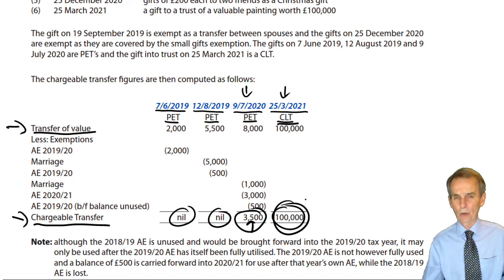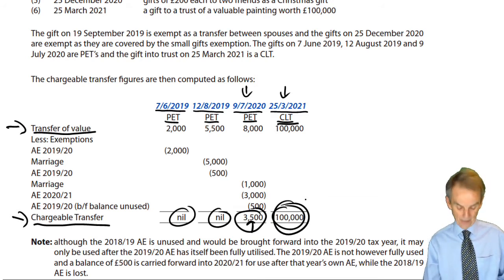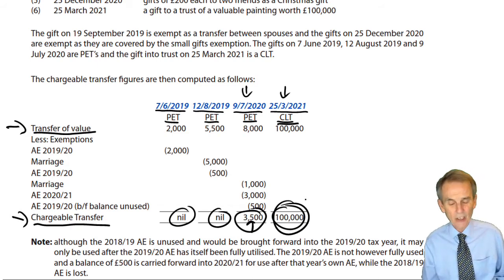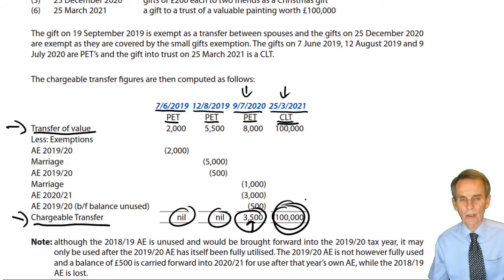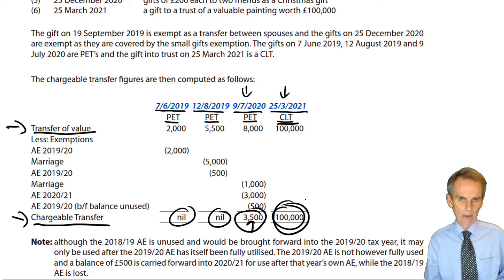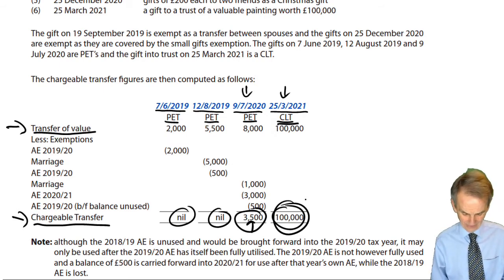The chances are, of course, for you to move to such an IHT computation, the numbers will be rather greater than the ones you see here. Otherwise, everything would just be covered by your available nil rate band, and that's not going to happen in terms of an exam question. But what this tests out is, do you know not just what the exemptions are that are available against these lifetime transfers of value, but also, of course, the order in which they are applied.